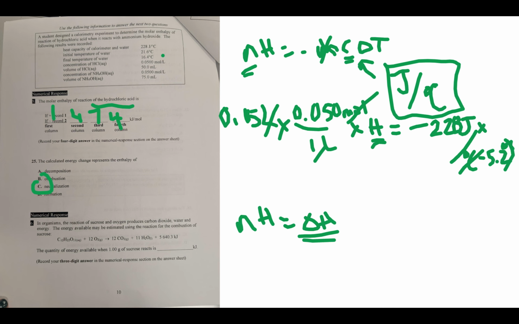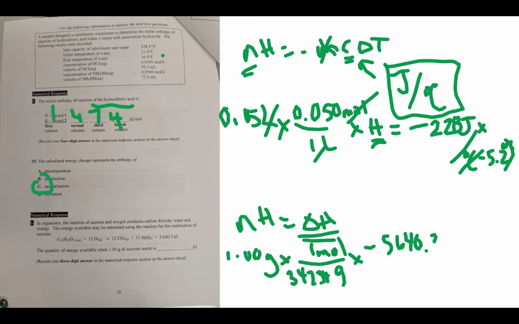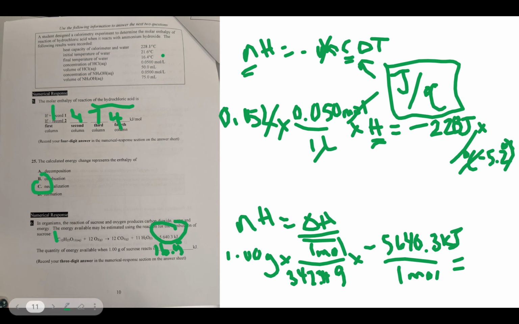So starting with n, you have 1 gram of, I believe it was sucrose reacting. So you'll have to multiply this by the molar mass of sucrose, which is 342.34. Then you need to multiply this by the energy of the reaction. So negative 5640.3 kilojoules. And this value represents just 1 mole reacting, so divided by 1 mole. And when we plug this in, you'll get your answer, which is 16.5.